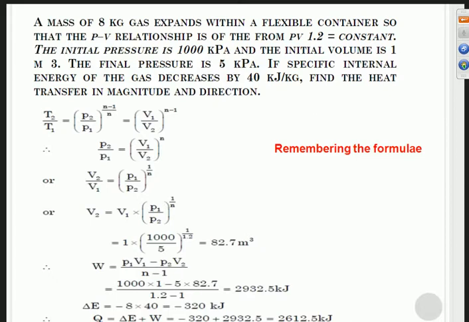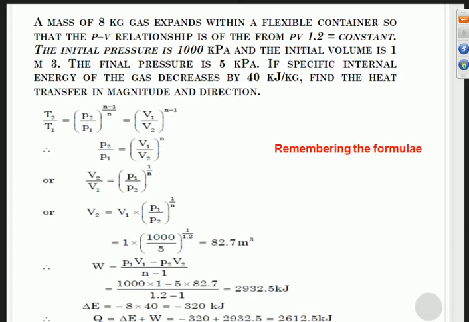Once he substitutes this formula, he knows some variables, that is P1, V1, P2, but he doesn't know the V2 value, though he knows the n value. He has to evaluate the V2 value. For that, what he has to remember again is to establish the relationship between P1 V1 T1 at the initial level and P2 V2 T2 at the final level. So the first line of the answer stands here: T2 by T1 is equal to P2 by P1 whole to the power of n minus 1 by n, is equal to V1 by V2 whole to the power of n minus 1.